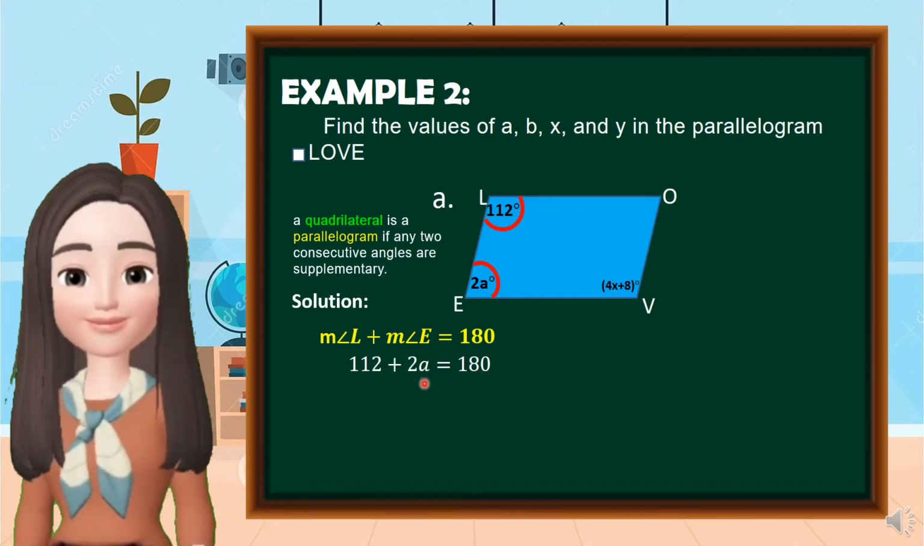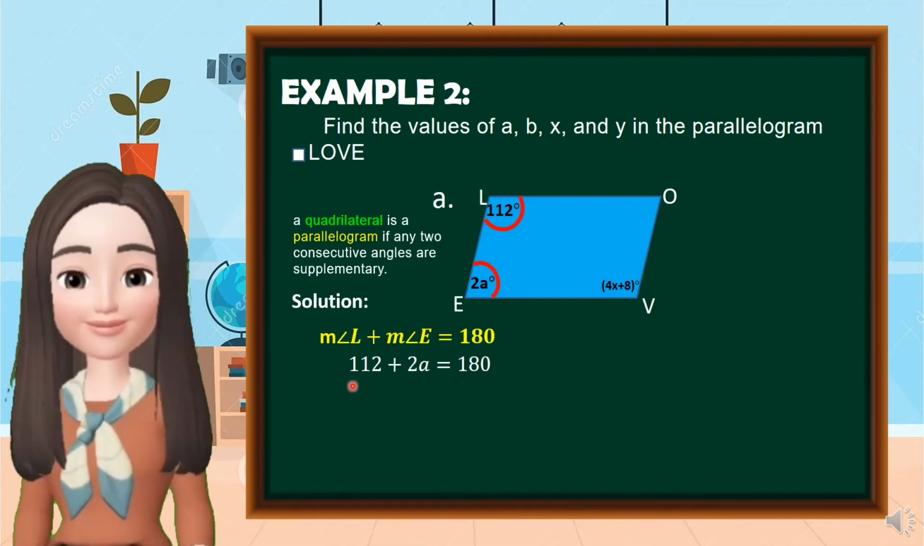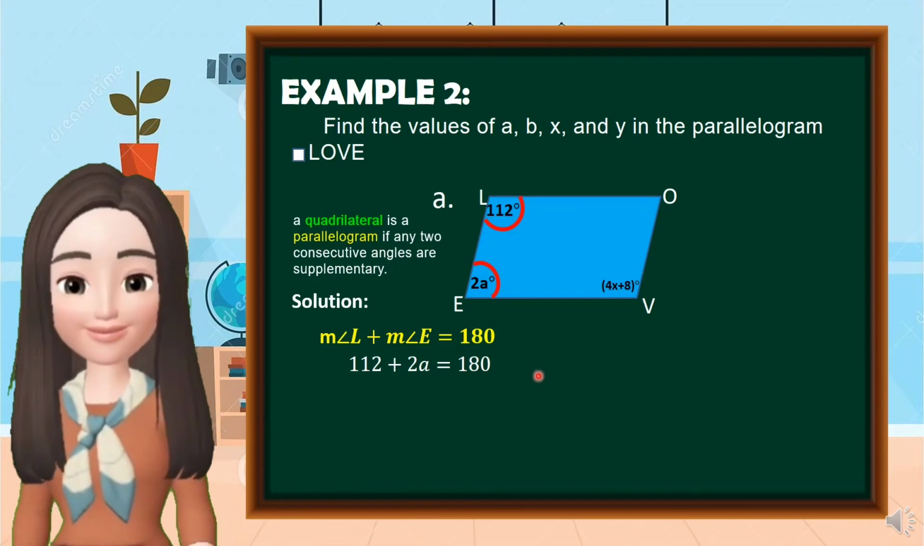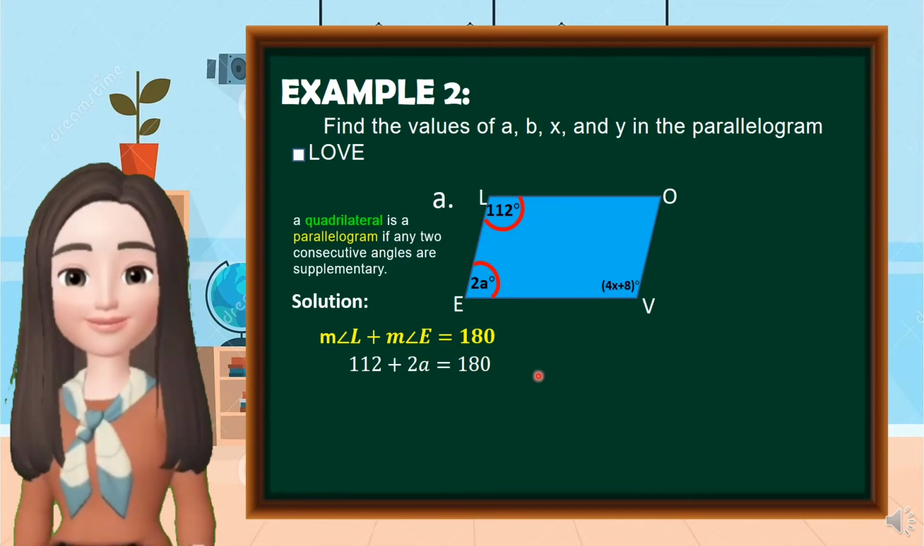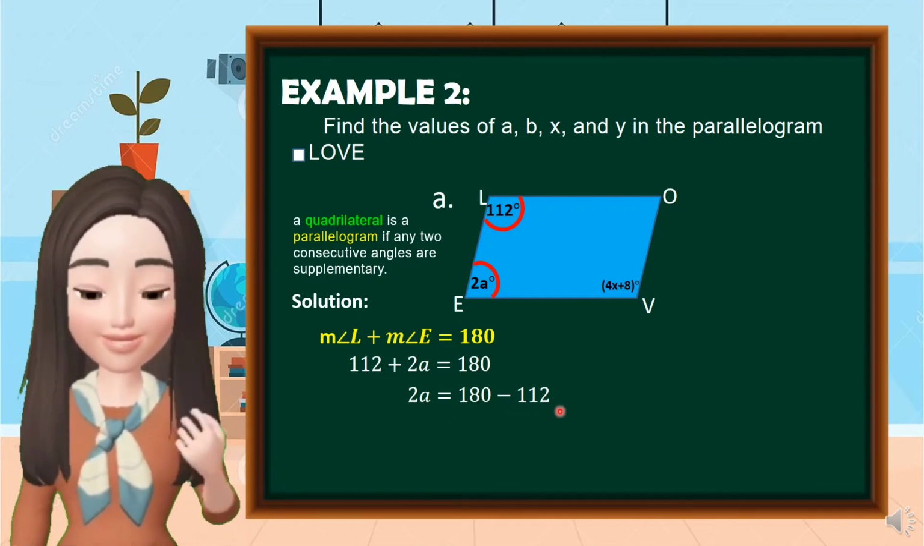We can transpose now the 112 to the other side. Ano? I-transpose natin to the other side. We have the left side and the right side. Ilalagay natin ngayon sa right side. At kapag naglagay tayo sa right side, yung ating positive magiging negative. So this will become 2a is equal to 180 minus 112. Ganyan po pag natranspose, ha?